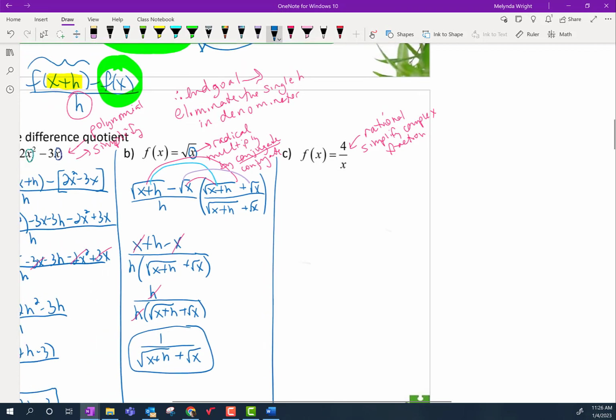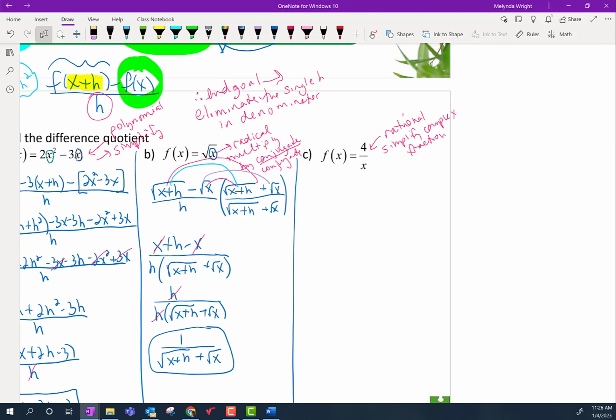Okay, so let's look at our little formula, f of x plus h. I'm going to take this location, this x, open up that hole, and stick in an x plus h. So I have 4 over x plus h minus the function itself, which is 4 over x, all over h. We've got a complex fraction going there, right? We've got fractions inside of fractions. This should dig back to our memory from last year on how we would fix that.